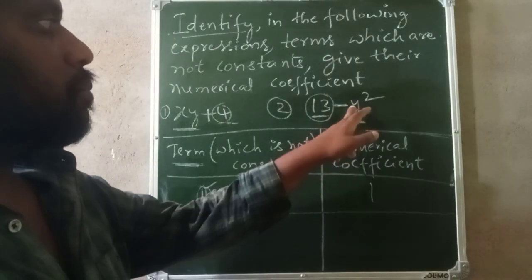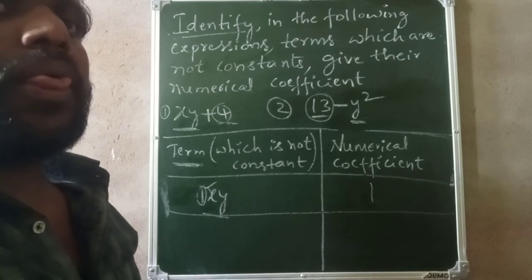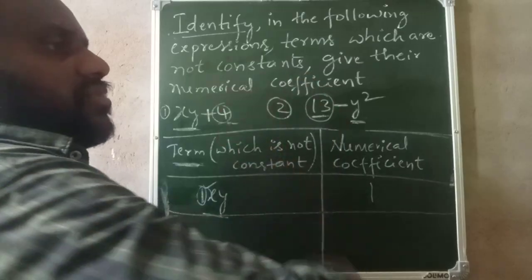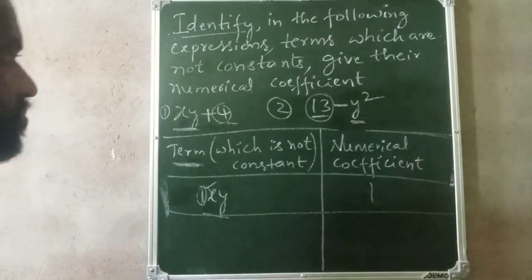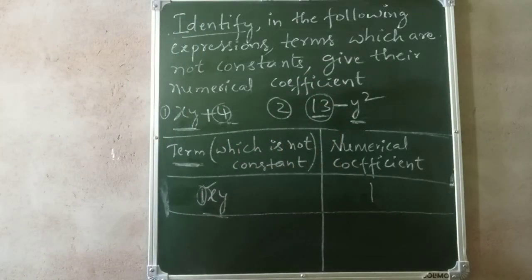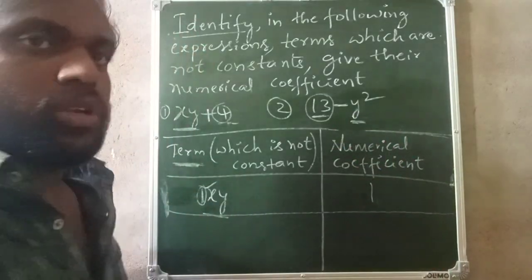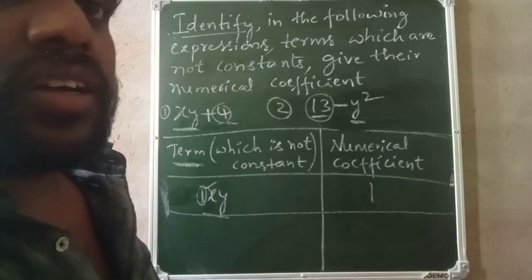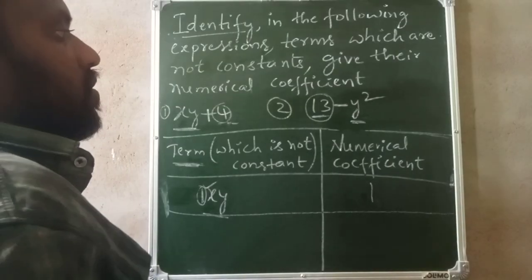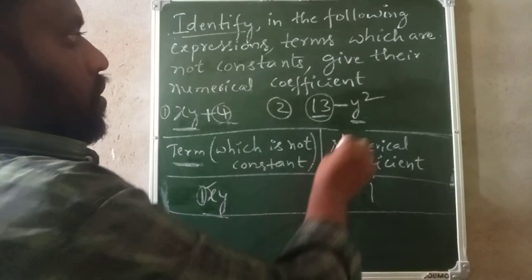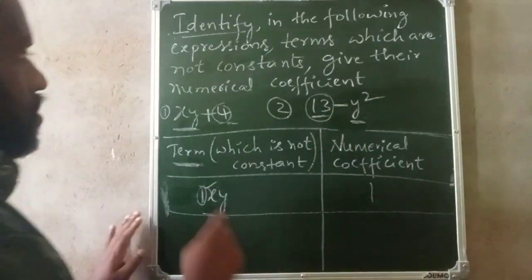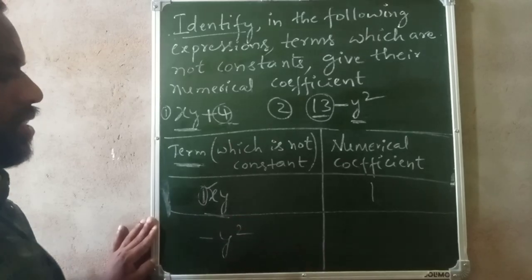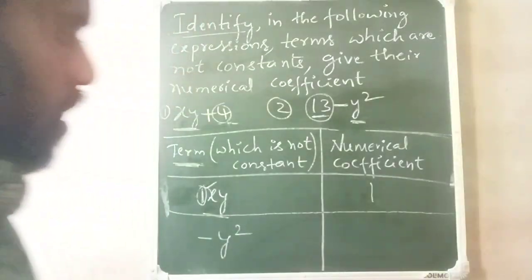There is no other number here. So the variable is there. So here variable y is there. There is no number, no constant. So this is the term which is not constant. But while writing here you have to write this minus also. So the term which is not constant is minus y square.